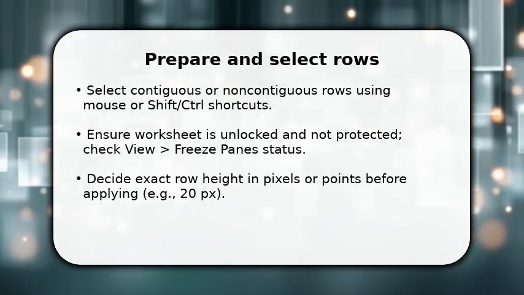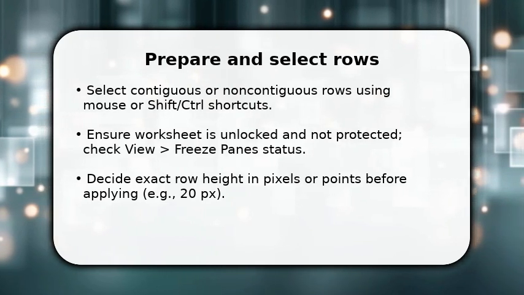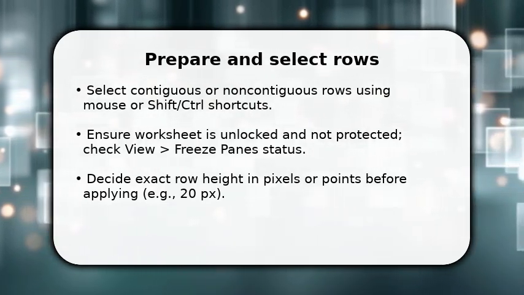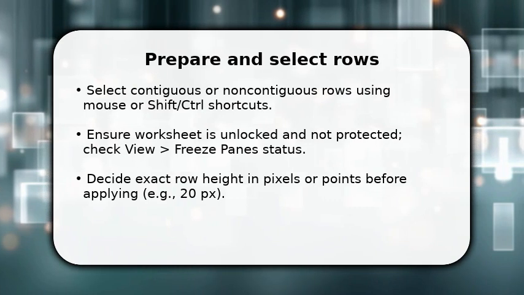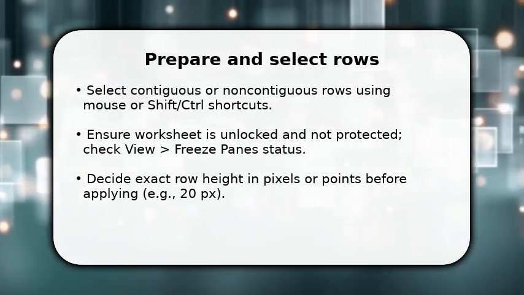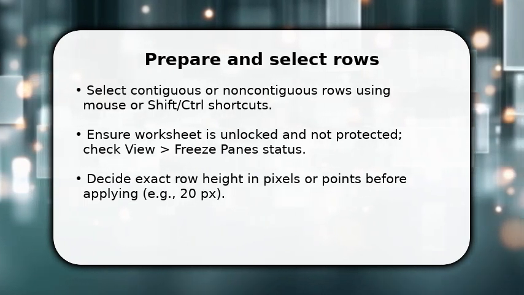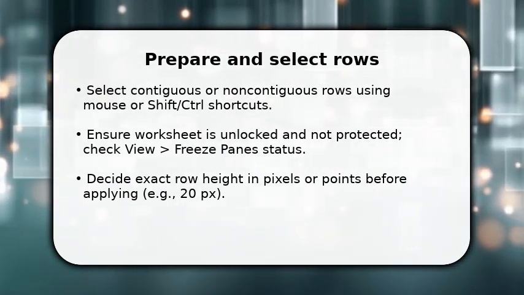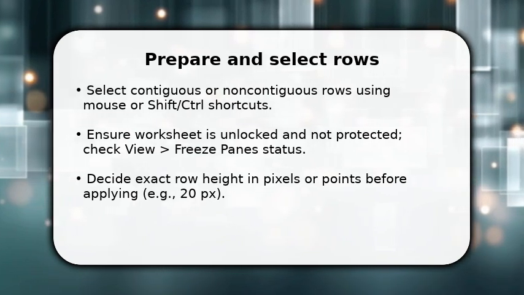You start by choosing the rows you want to standardize. Click and drag for contiguous rows or hold Control for scattered selections. Make sure the sheet isn't protected. Once done, think about the exact height you need, pixels or points like 20px or 15pt. You need that number to make rows identical.